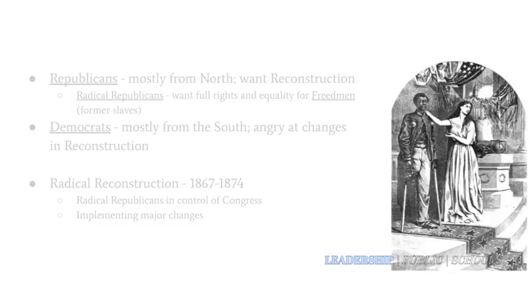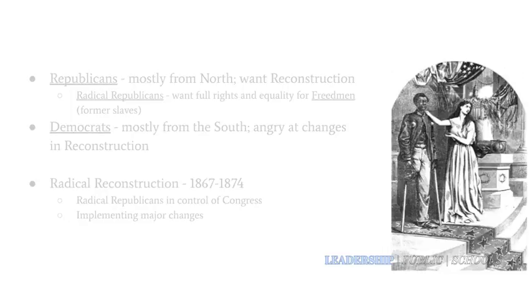Republicans, mostly from the North, wanted Reconstruction to offer full rights and equality for freedmen, a term used for former slaves. This viewpoint was known as radical because it was outside of the normal thinking of white Americans at the time. Republicans who wanted full rights and equality for former slaves were known as radical Republicans.